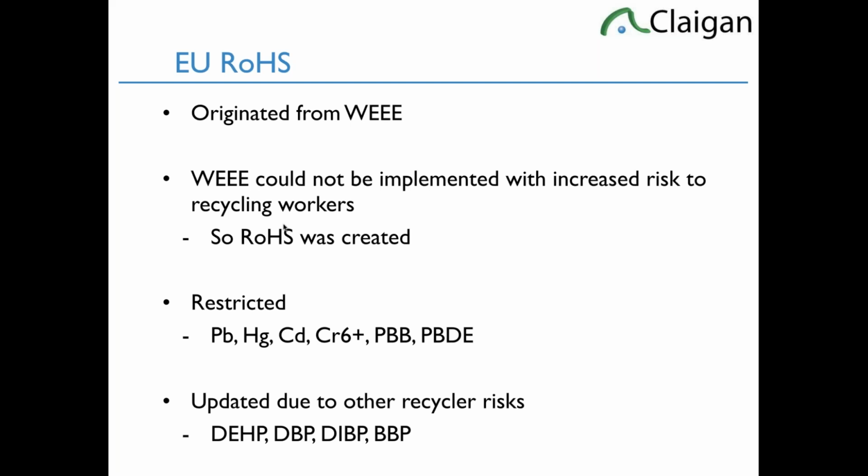On to RoHS. So it originated from WEEE. WEEE cannot be implemented with increased risk to the recycling worker. It isn't just the recycling worker, it's also the people that transport it, it's the environment around the recycling center. So when they updated the RoHS recast, they said, hey, we can add more substances, and we need to prioritize these 3 phthalates, of which they eventually called 4, because DIBP is very similar.